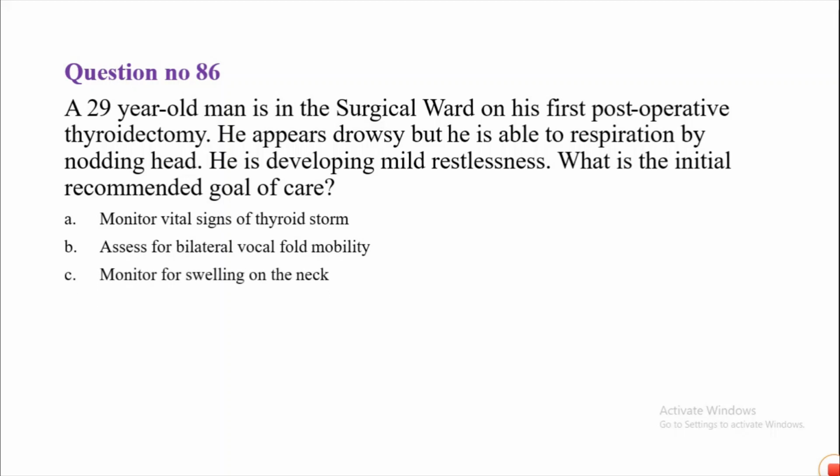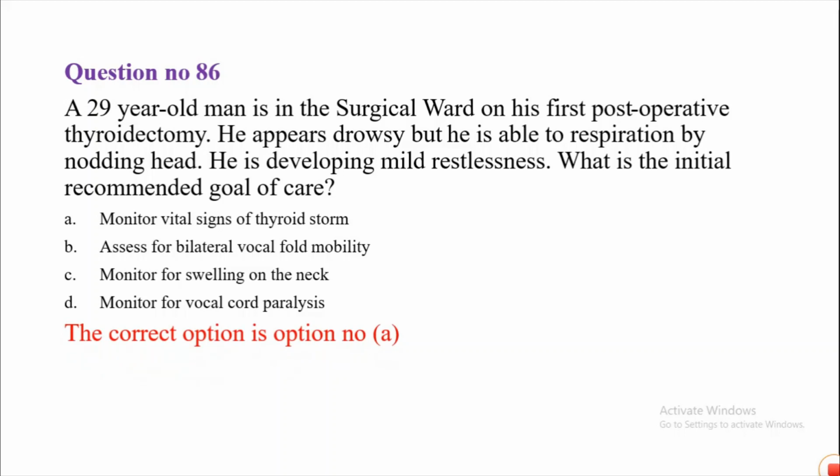Number C, monitor for swelling on the neck. Number D, monitor for vocal cord paralysis. Pause the video here and choose the correct option. The correct option is option number A, monitor vital signs for thyroid storm. Why did we choose option A? Let's see the rationale.